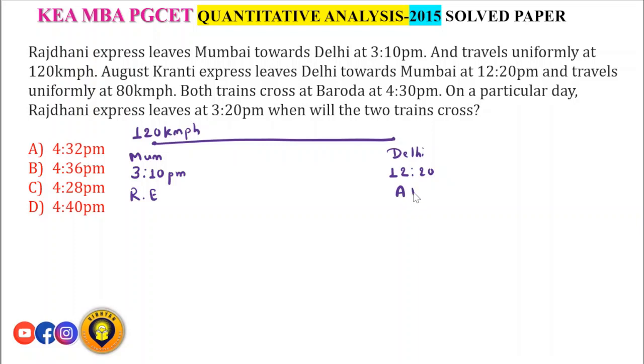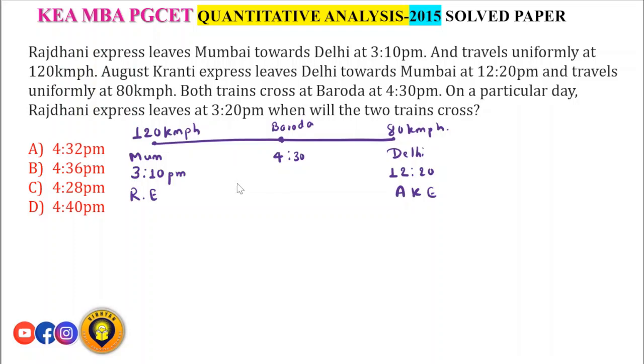August Kranti Express leaves from Delhi towards Mumbai. And what is the speed of this train? The speed of this train is 80 km per hour. Now both the trains will meet, or they cross each other at Baroda, they are saying. Okay, these two trains will meet or cross at Baroda at what time? At 4:30 p.m.